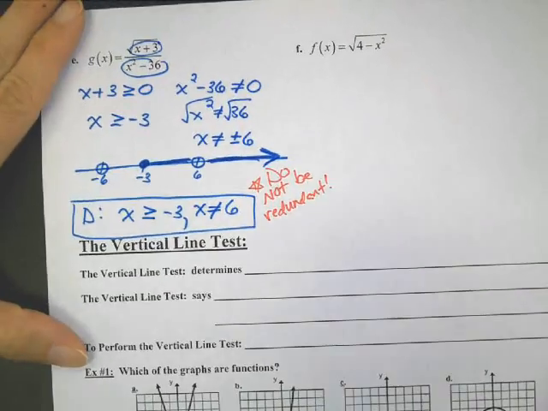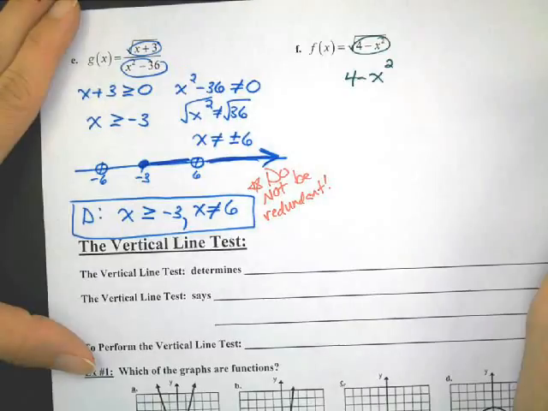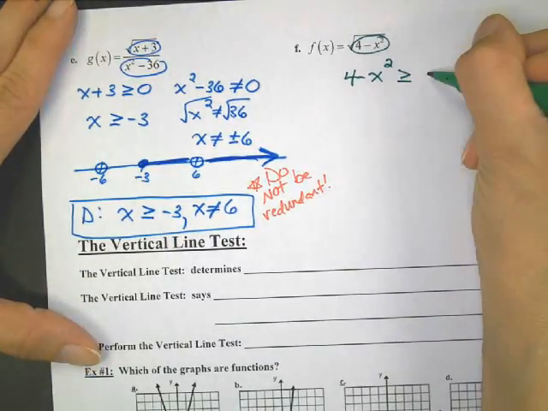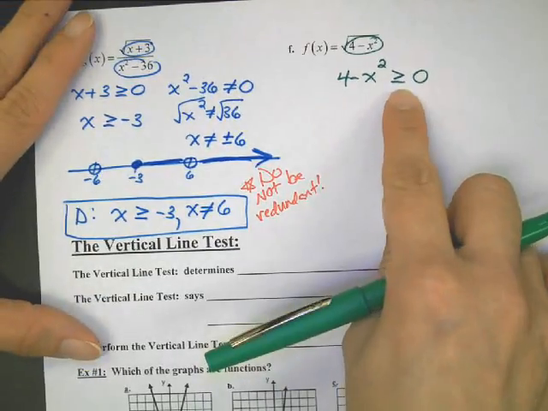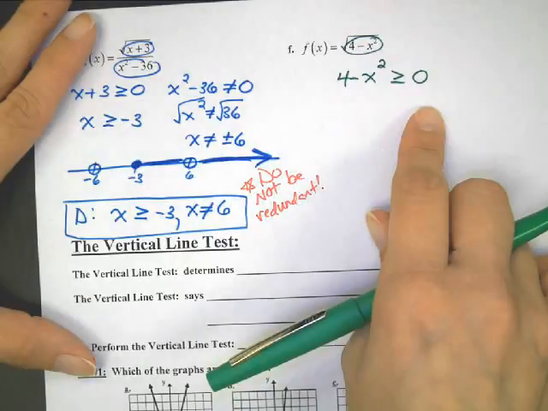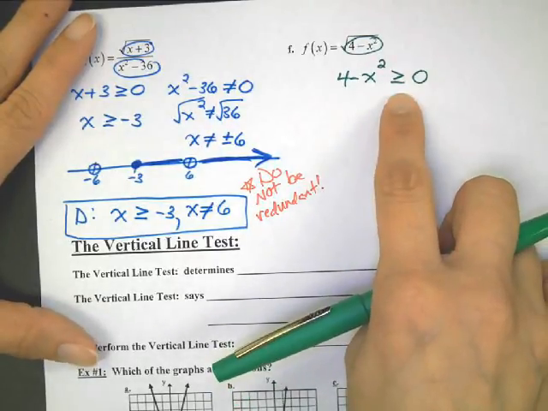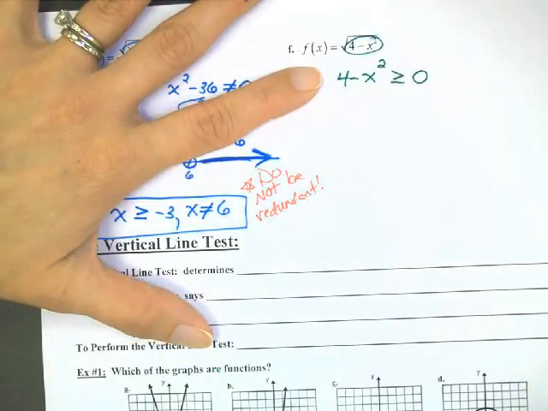Okay, the last domain problem. I see an expression under a radical. Radical in the numerator wants us to be greater than or equal to 0. I see an inequality, people. So should I move over the x or the 4? Neither. You're not allowed to square root. So what are the steps? Go back to the last page and check them out.